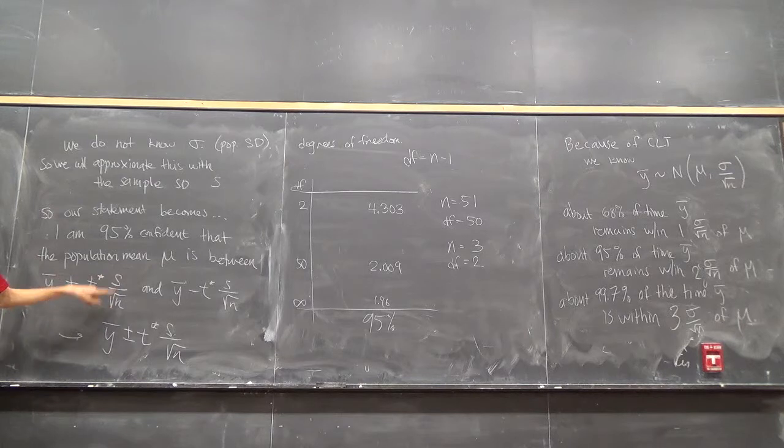What happens is the square root of n gets bigger, so the standard deviation of your sampling distribution shrinks. And your t star also gets smaller. But the amount the t star changes is relatively small compared to the amount it changes over here. So your t star also changes based on your sample size. So you make this statement: I'm 95% confident that the population mean mu is between this and that.